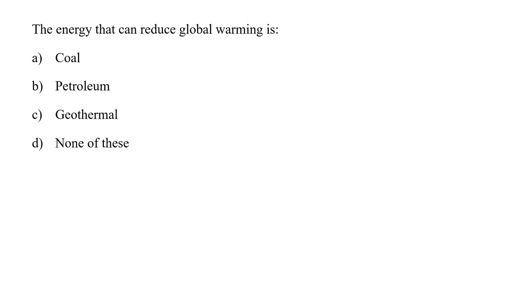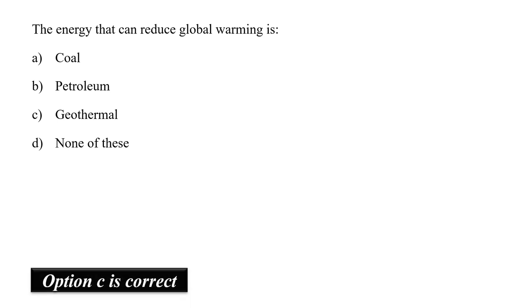The energy that can reduce global warming is coal, petroleum, geothermal or none of these. As we all know, fossil fuels like coal and petroleum are the root cause of global warming, while geothermal energy is being seen as a future fuel because it is stored as heat within the earth and can reduce global warming. So hence option C would be the correct answer.